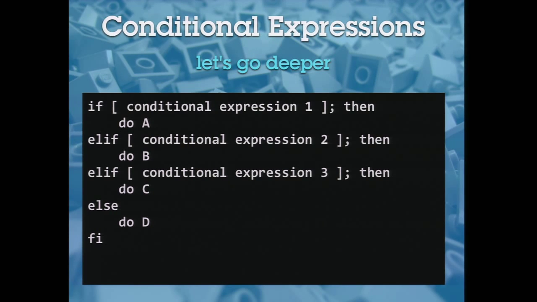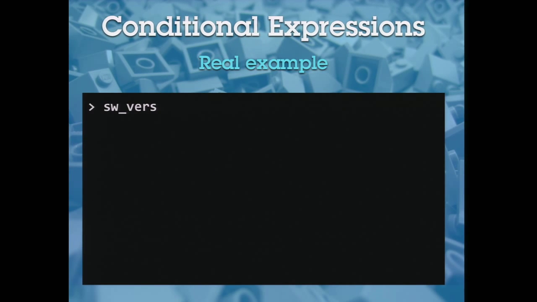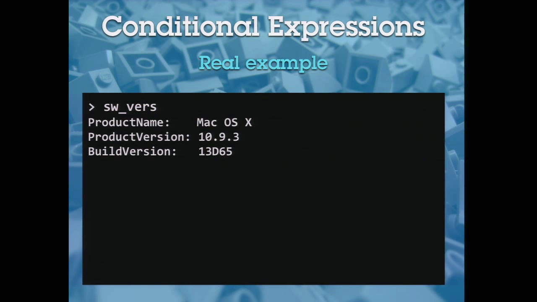So, time for a real example. I want a script to detect the OS X version, like 10.9, 10.7, and do one thing if it's greater than 8, and another thing if it's 8 or less. So this actually only needs one test, but let's start with sw_vers. That is the easiest way I know of to get that number, but it gives us a bunch of information. We don't need all that.